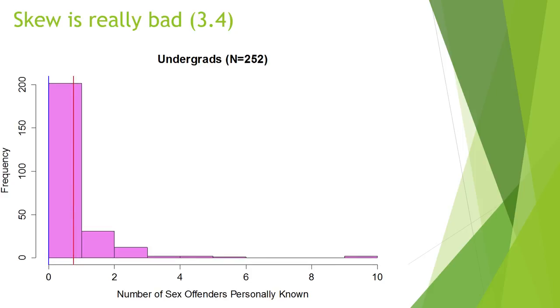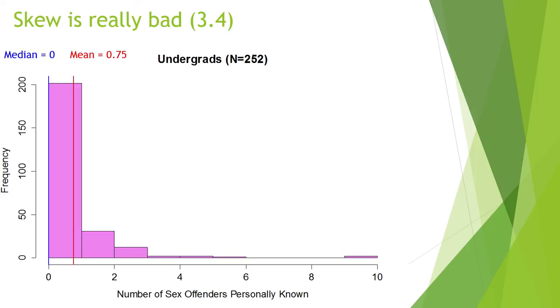And because of this skew, the skew is 3.4, positive 3.4, you get two very different answers. You could say the average undergraduate has known about one sex offender. That doesn't really fit, does it? Because far more than half of the entire data set is on this 0 point. You sometimes get data that's like this with tons of zeros. Anything where you're counting something that's not very common, this happens. They're counting the number of sex offenders. So far more than half of the undergrads were 0. So it's silly to say that the average was 1.